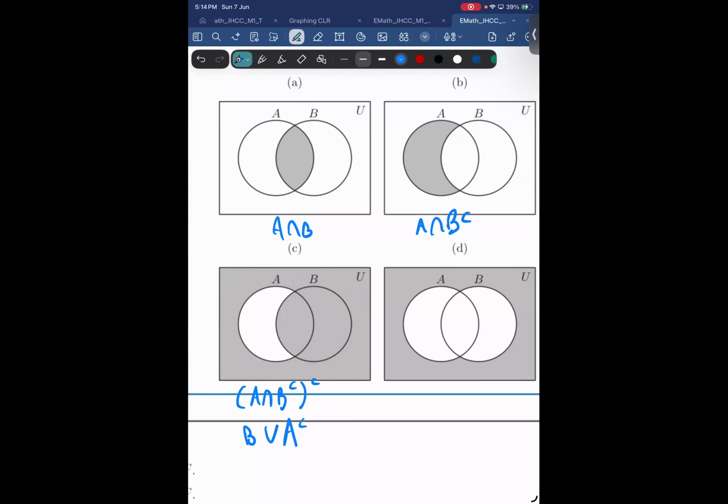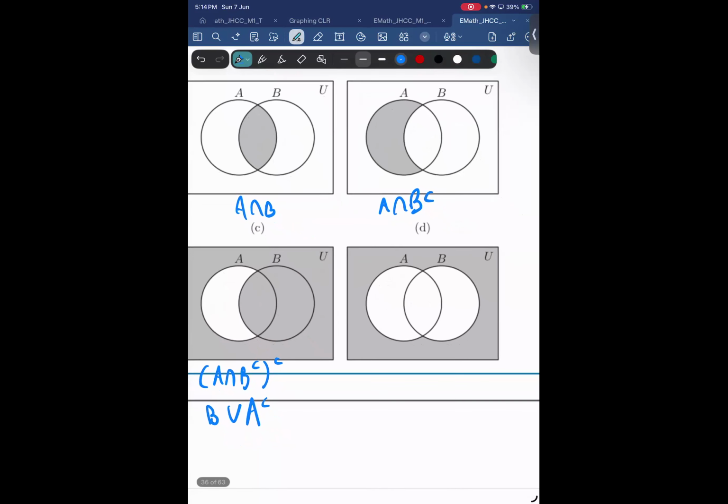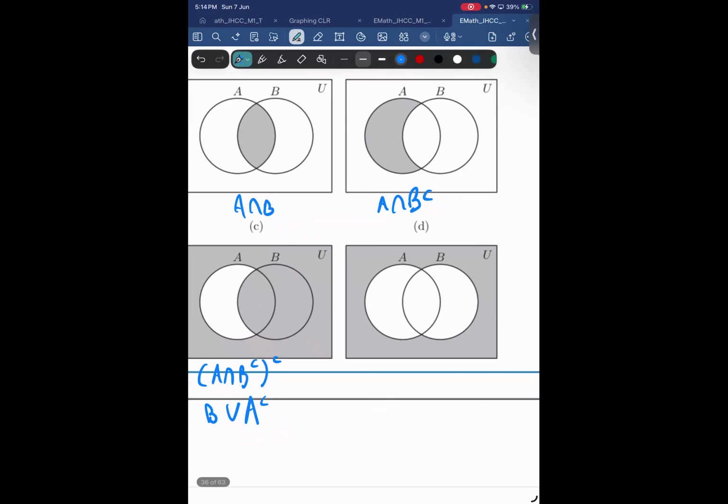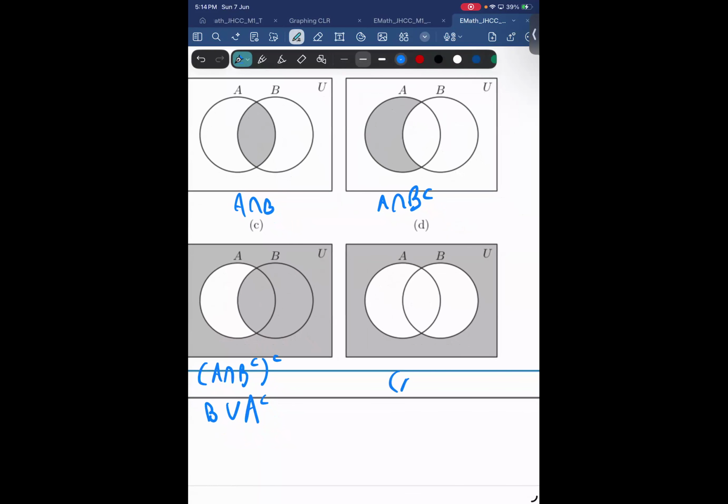Then lastly, for part D, this one has two answers. It's everything except A and B, and that little center region here is A union B. So one way you can do it is A union B complement. Another way is A complement intersect B complement.